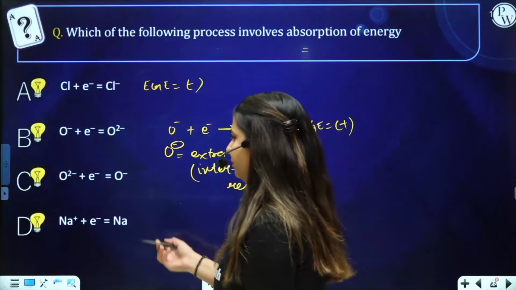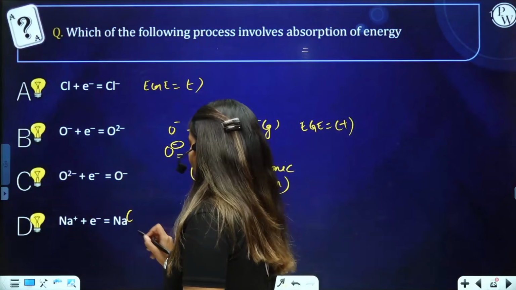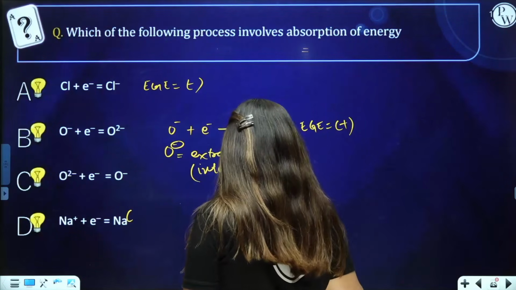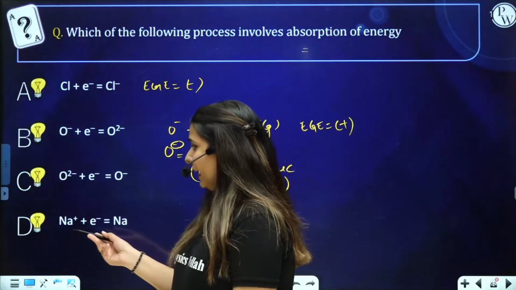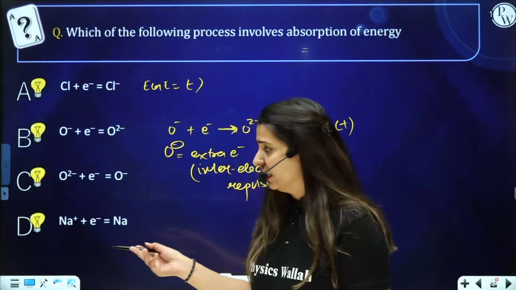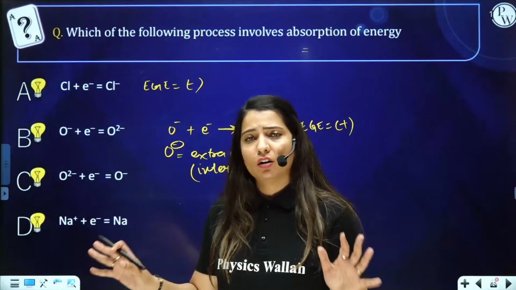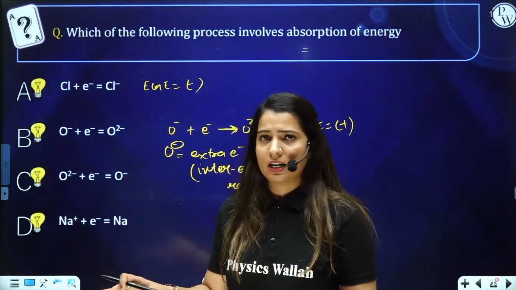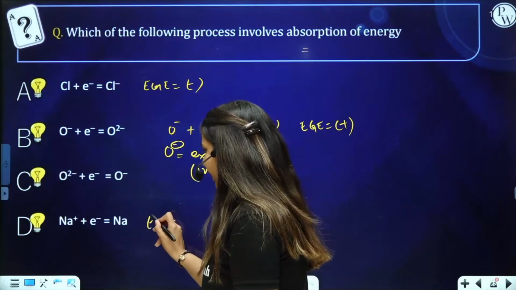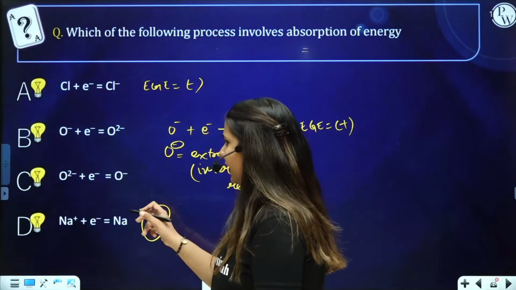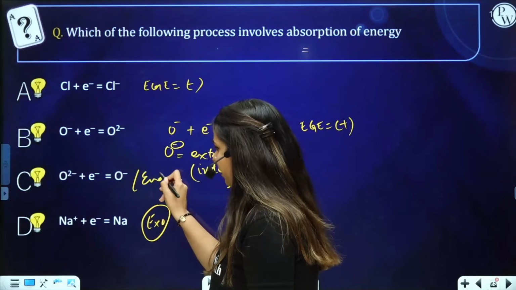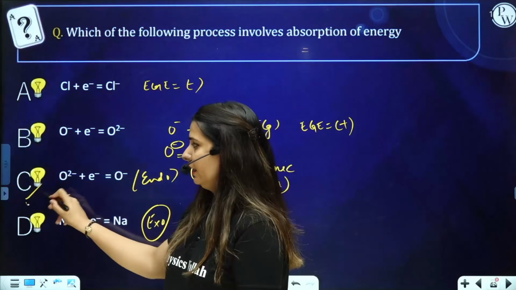Here there is no problem. Now something you need to understand. You are taking Na positive and adding an electron, so you are becoming stable. A neutral atom is always more stable than any charged atom. So this process will also be exothermic; you don't have to supply any energy. Only this process will be endothermic, and you have to tick this answer.